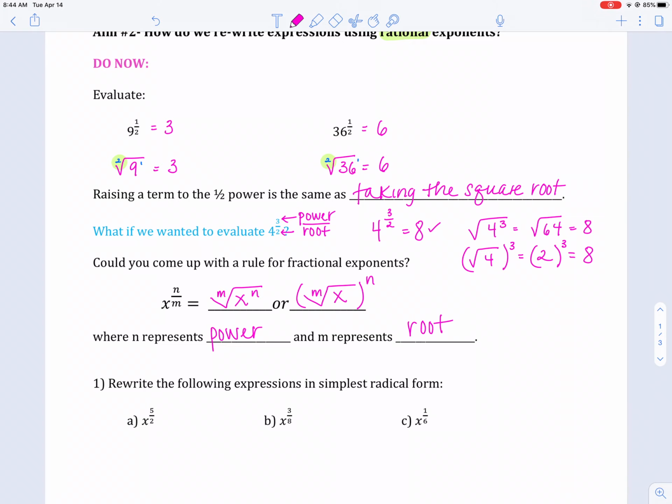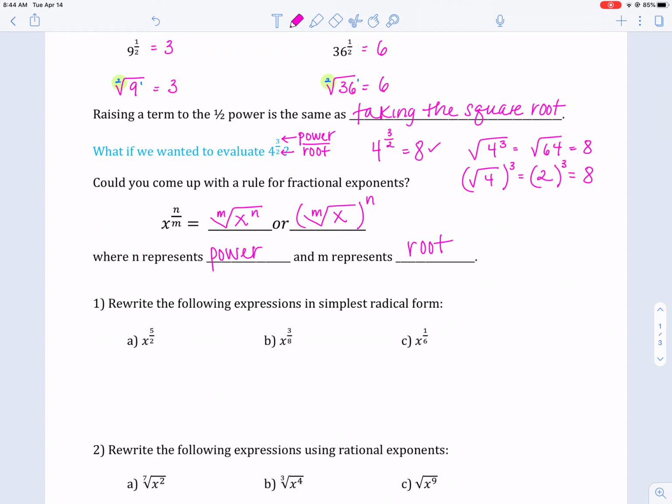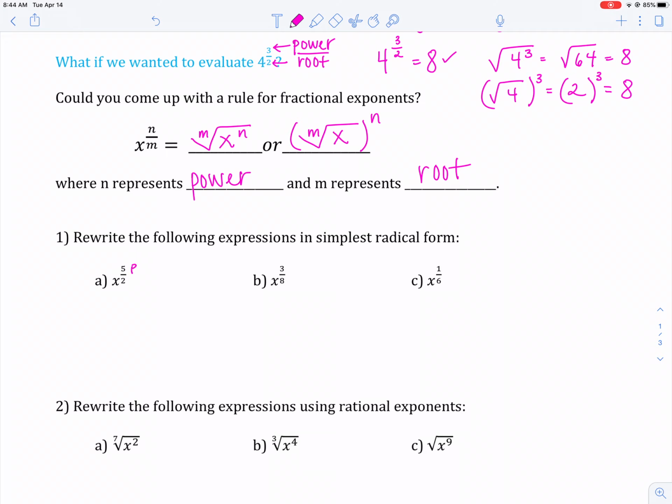So we're going to just do a little practice going back and forth. In other words, taking a base x with a fractional or rational exponent, 5 over 2, and writing it in simplest radical form. Well, here's what you have to remember, that the 5 is the power and the 2 is the root. So that means it's the square root of x raised to the 5th power.